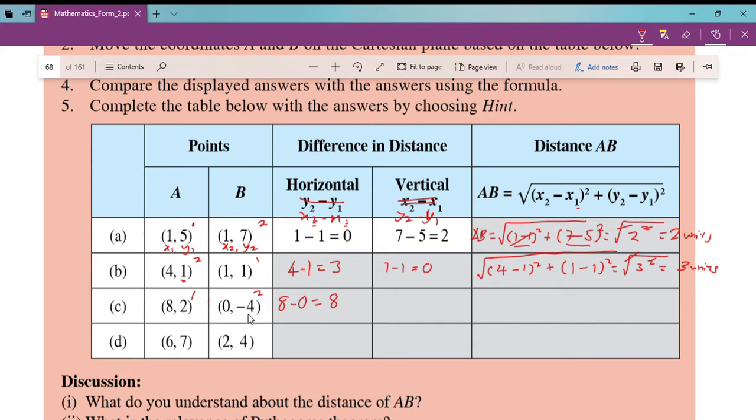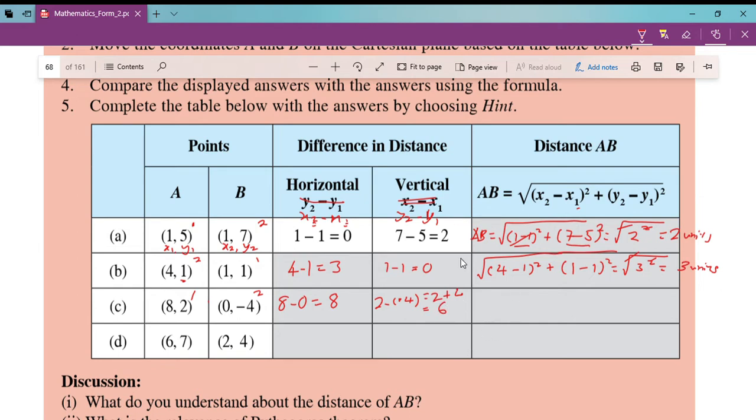For here, between 2 and negative 4, 2 is larger than negative 4, so 2 minus negative 4. You already learned this in the previous lesson. So it will be 2 plus 4, since negative times negative becomes positive. So you get 6.